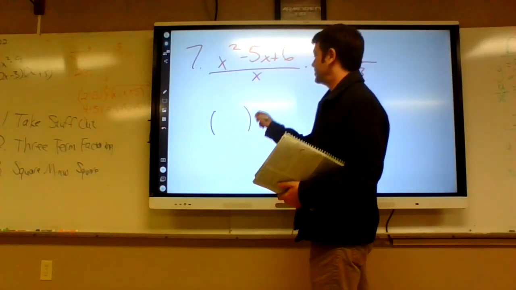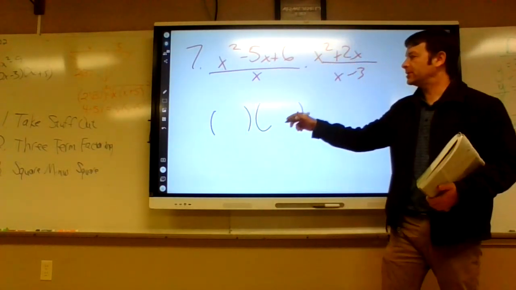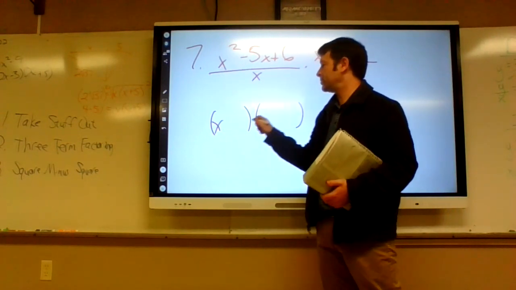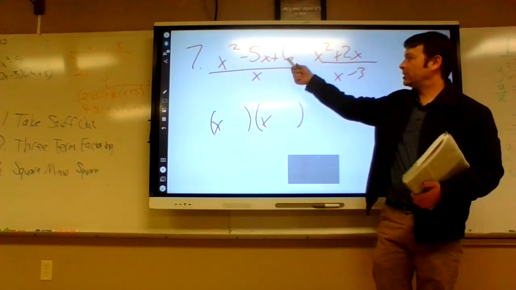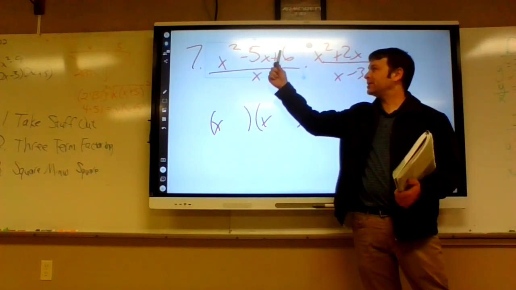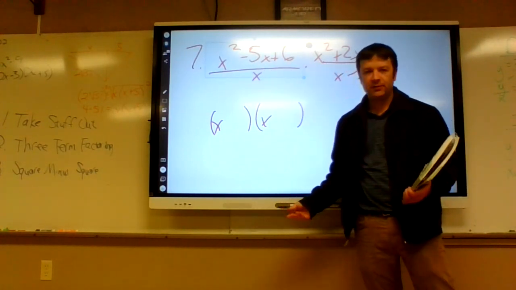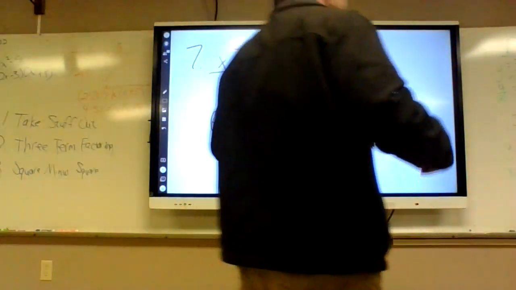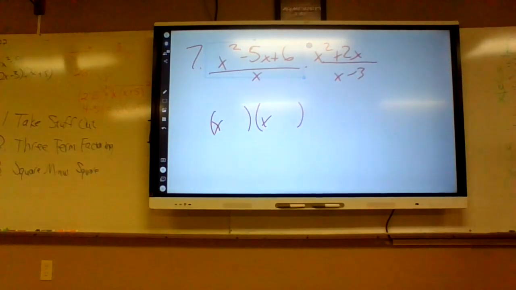So the top left is 3-term factoring, right? So it's what goes into x squared, that goes in front, x times x. What goes into 6, multiplies into 6, that would add up to negative 5? 6 and negative 6 and negative 1 multiplies to negative 6. So we can't use 6 and negative 1.